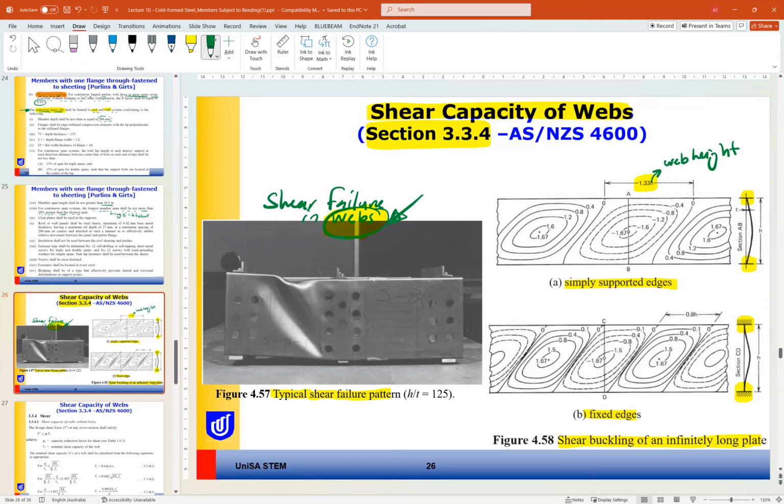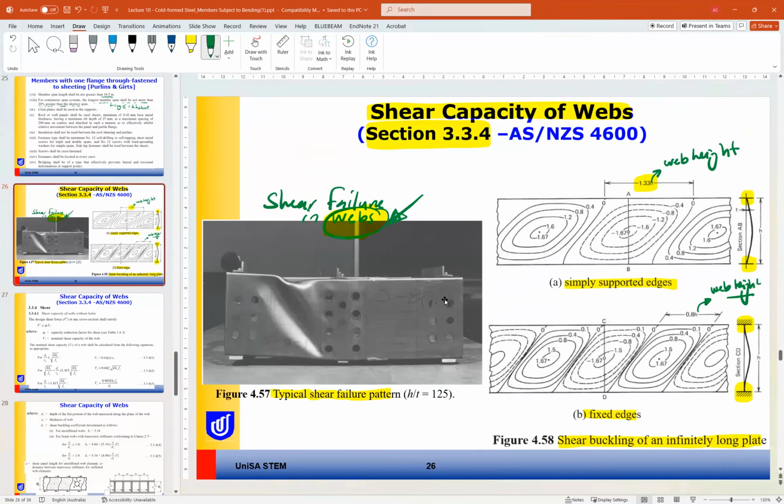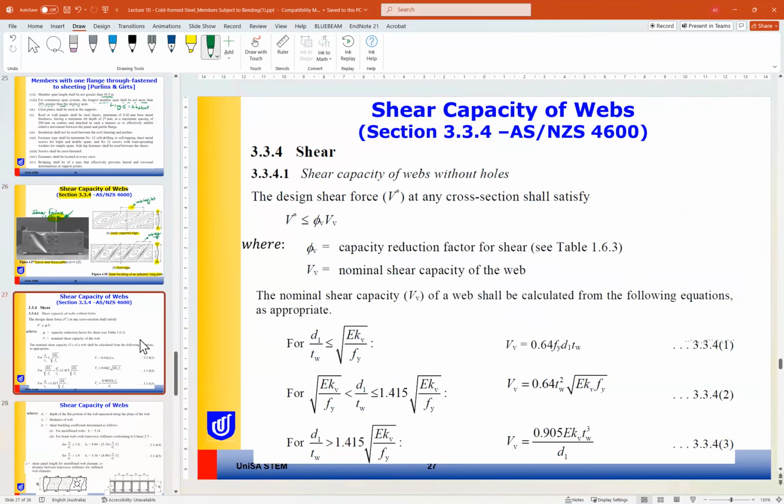For the fixed, it is 0.8 times the web height. So this is how frequently the buckling wave will occur. These figures or shapes are just an indication of the buckling shape and the shear failure of the beams in the cold formed section.